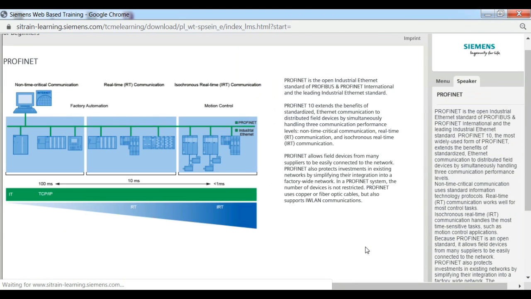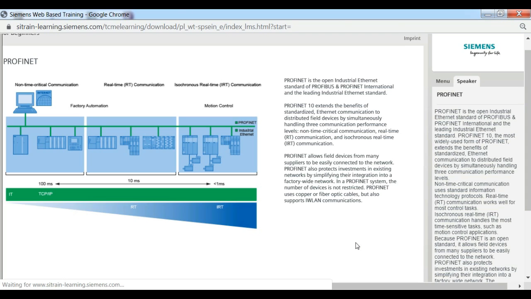Profinet is the open industrial Ethernet standard of Profibus and Profinet International and the leading industrial Ethernet standard. Profinet I/O, the most widely used form of Profinet, extends the benefits of standard Ethernet communication to distributed field devices by simultaneously handling 3 communication performance levels.